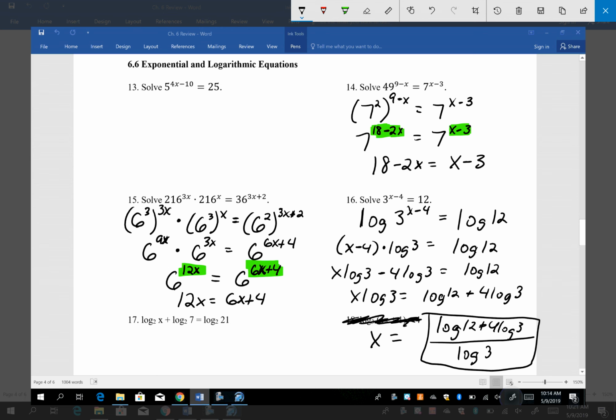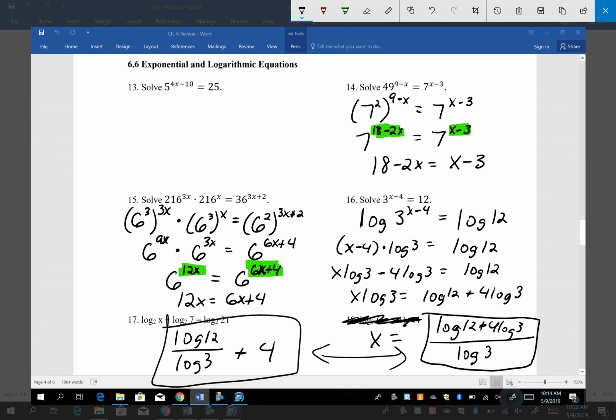Now, this is the answer. The other answer that's acceptable: do you see how there's one log in the denominator? Since there's one log in the denominator, you could divide each of the terms on top by the log of 3. So I will also accept the log of 12 over the log of 3 plus 4. And here's how my brain does that. Do you see how that's a fraction? And then the log of 3's cross out. When I divide those, it leaves me with just 4. Both of those are acceptable. It's a multiple choice, so it depends on which one I wrote.